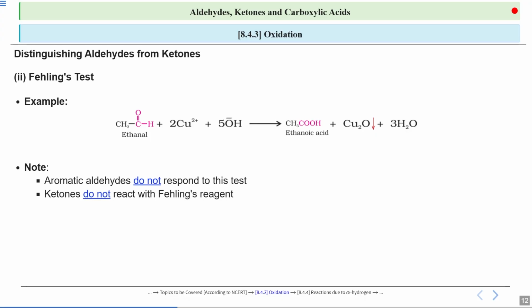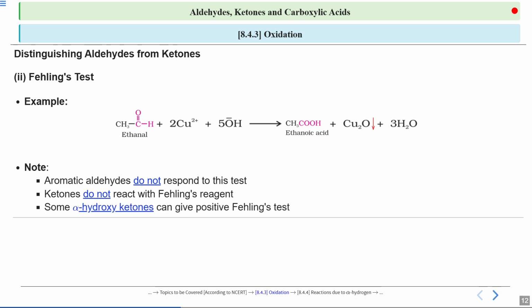Now, ketones do not react with Fehling's reagent. As I told you, Tollens' and Fehling's tests are for aldehydes. But in the case of Tollens' test, we see that alpha hydroxy ketones give a positive test. And in the case of Fehling's test, ketones do not react with Fehling's reagent, but some alpha hydroxy ketones can give a positive Fehling's test.